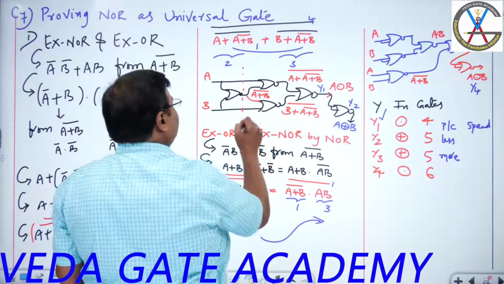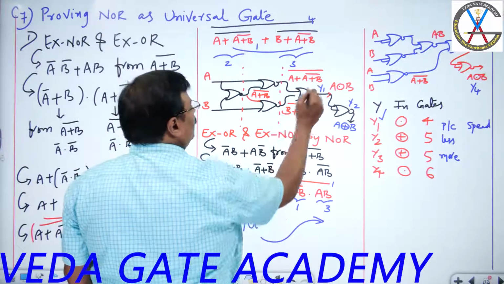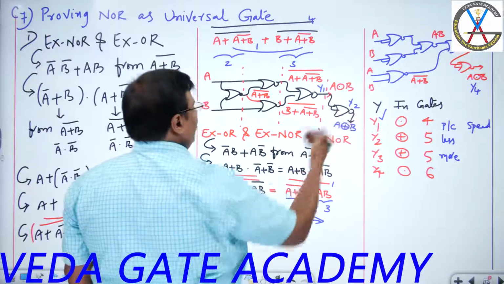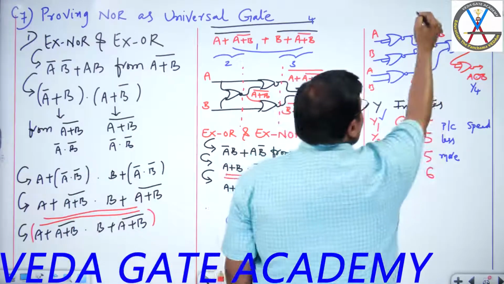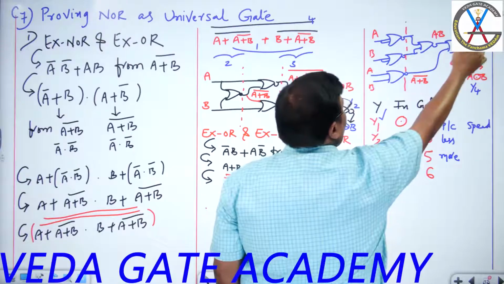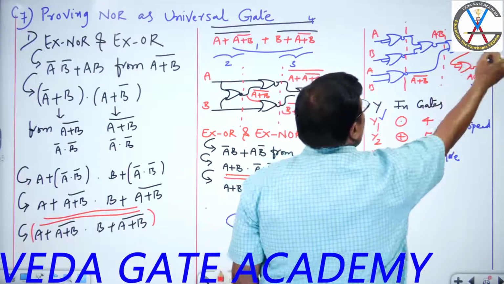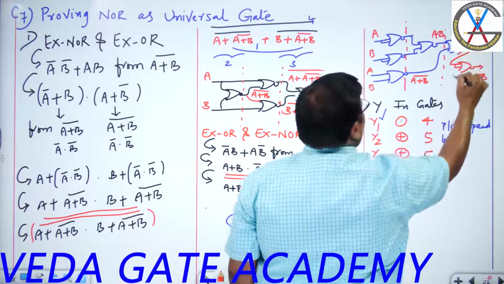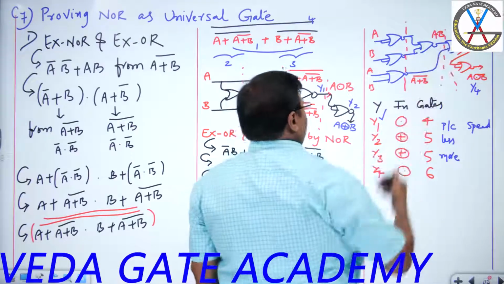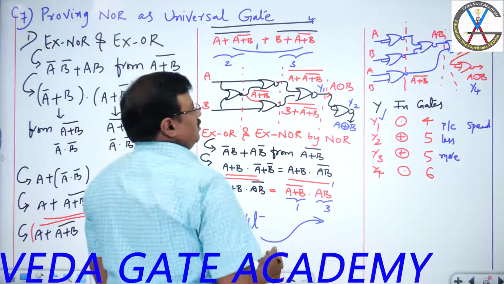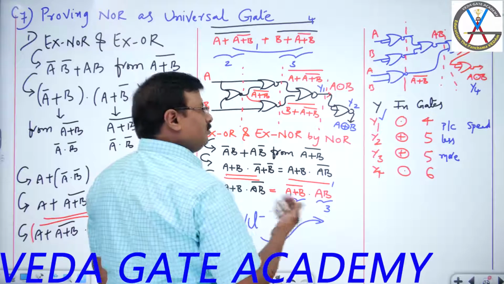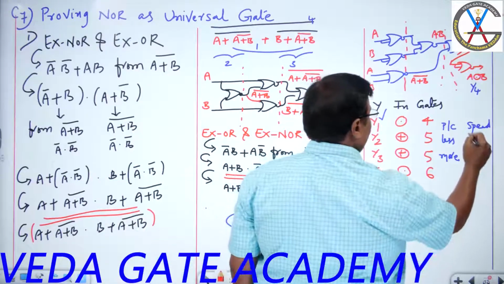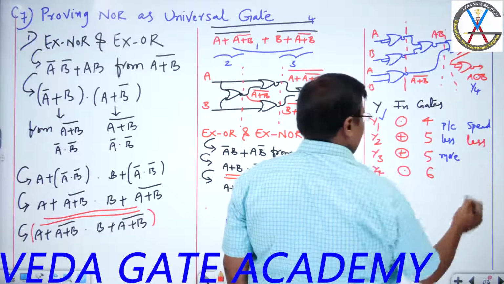Speed of operation, as already we have drawn the levels, you remember. Level 1, level 2, level 3, level 4. Whereas here, level 1, level 2, finally level 3. So L1, L2, L3. 3 levels and 4 levels. So Y2 is of 4 levels. So it is less speed. Y3 is of more speed.